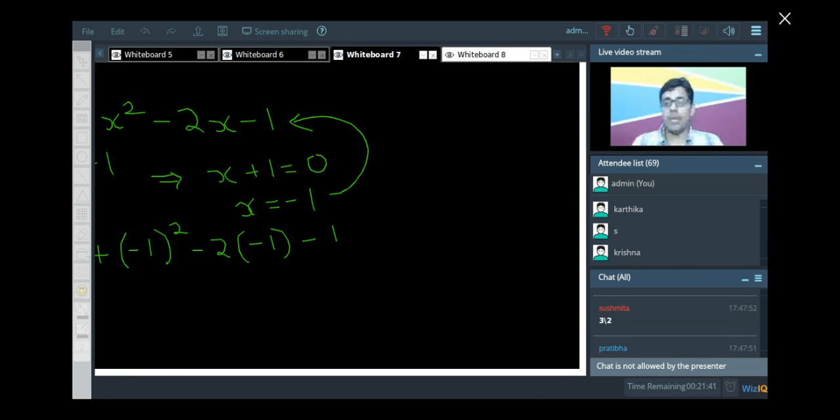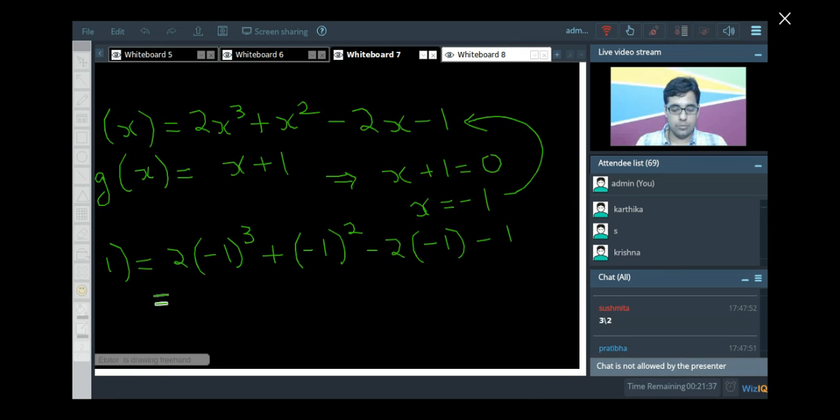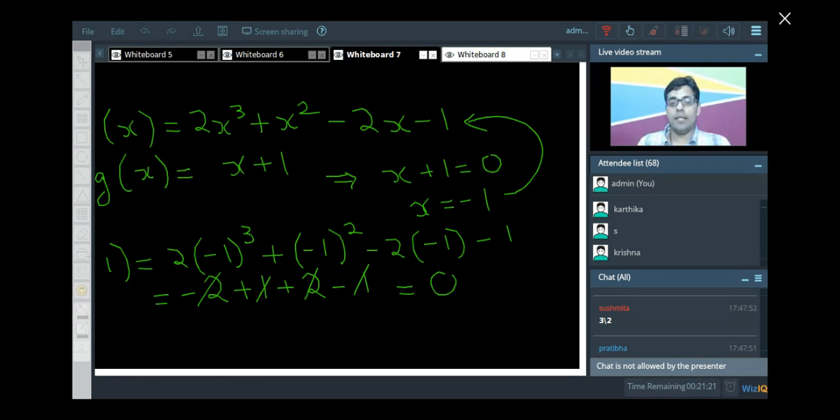It would become 2 multiplied by minus 1 cube, which is minus 2, plus 1 plus 2 and then minus 1. Now minus 2 plus 2 becomes 0. 1 and minus 1 is again 0. The value of the polynomial at x equals minus 1 is coming as 0. Therefore we can say x plus 1 is a factor of this given polynomial, or g(x) is a factor of this given polynomial p(x).